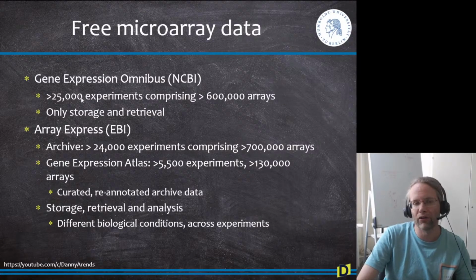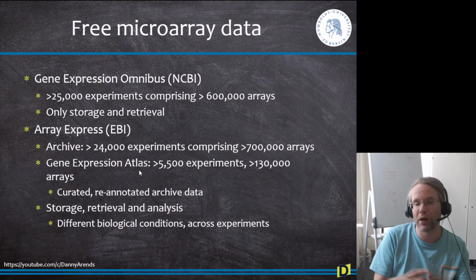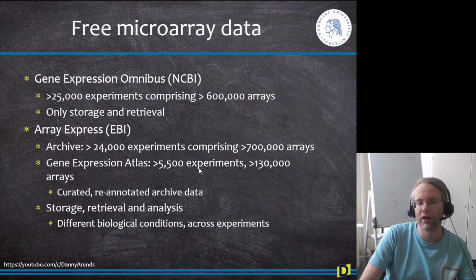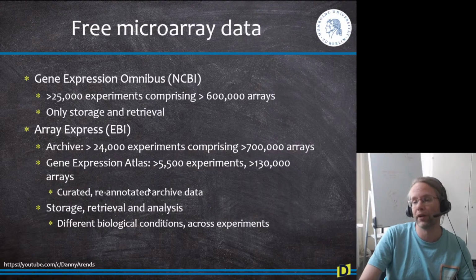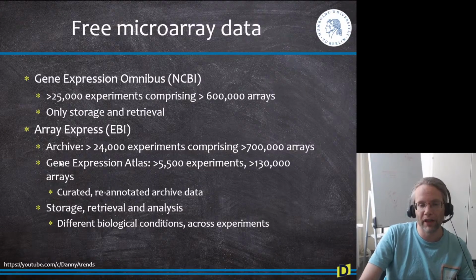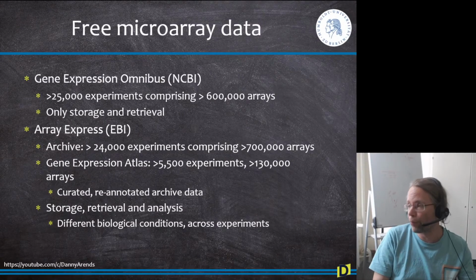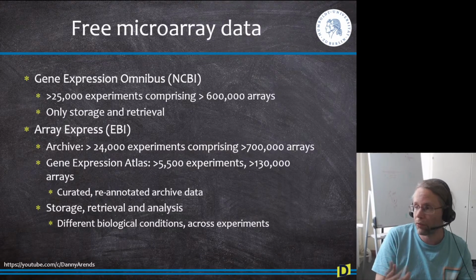Anyone can upload data into Gene Expression Omnibus, and anyone can upload data into Array Express, but if you look at the Gene Expression Atlas, a small subset of experiments in Array Express, they are manually curated and re-annotated. So this is really, really high quality data. And the nice thing is that Array Express also provides storage and retrieval, but also analysis. So you can already click around on the website, compare different experiments, compare different arrays, so you get a feeling if there's something really there.